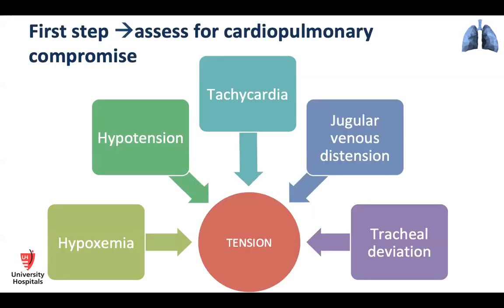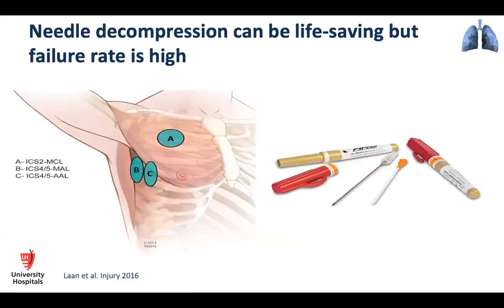So first step, assess for cardiopulmonary compromise, assess for hypoxemia, tachycardia, venous distension, tracheal deviation. You guys know all of this as to how to handle someone with tension physiology in the ICU. First step, you want to stabilize the patient. You can move forward with either needle decompression or tube thoracostomy. The most common location where I recommend you place a needle to decompress or a chest tube is the second intercostal space, where air rises and your chance of injuring the lung is least.